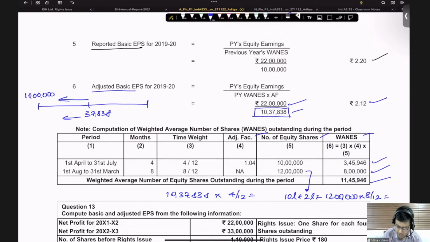Vishal ne confirm kiya. I am expecting somebody to ask, sir, why did you take 12 lakhs here? Jabki you have mentioned that after the post bonus period, no adjustments will be made for bonus. तो यहाँ पे तो bonus का adjustment किया हुआ है ना. So how have you taken this? Beta, that would be the case if I had to do the calculations like this. If I do the calculation like this, the bonus adjustment will not be given. 10,37,838 is there for entire 12-month period. Now remove the bonus element.